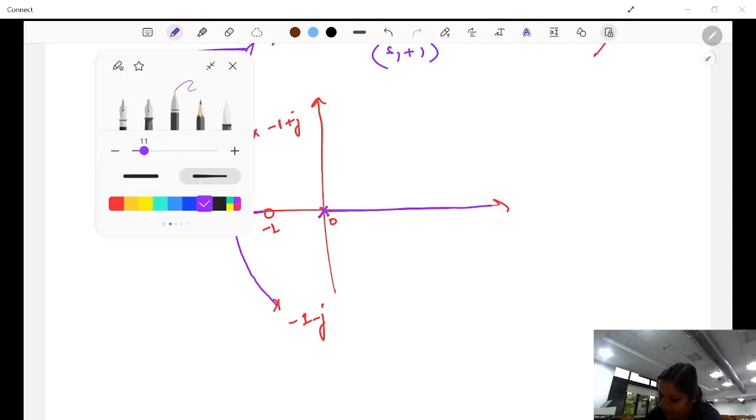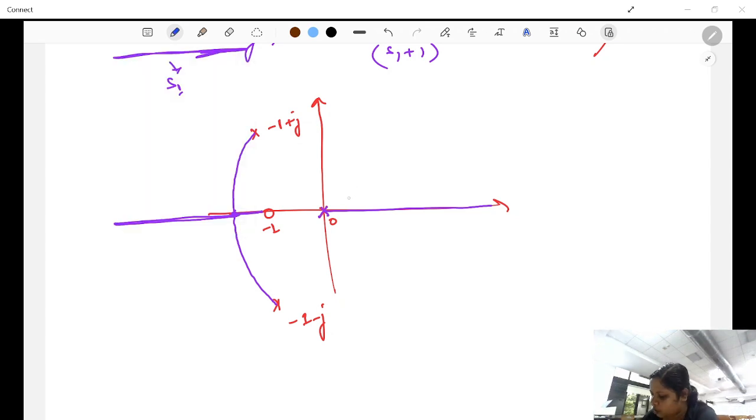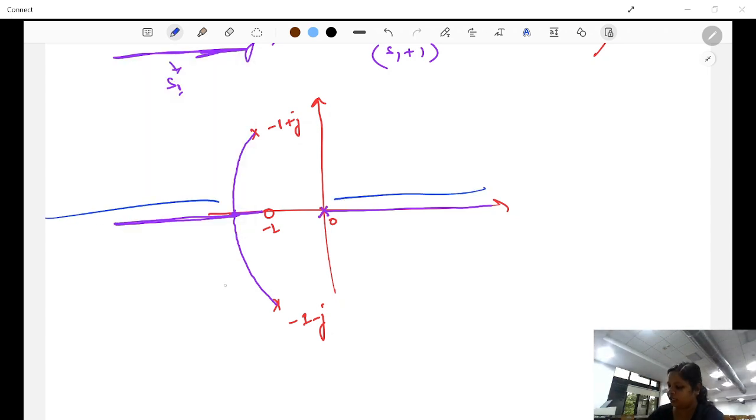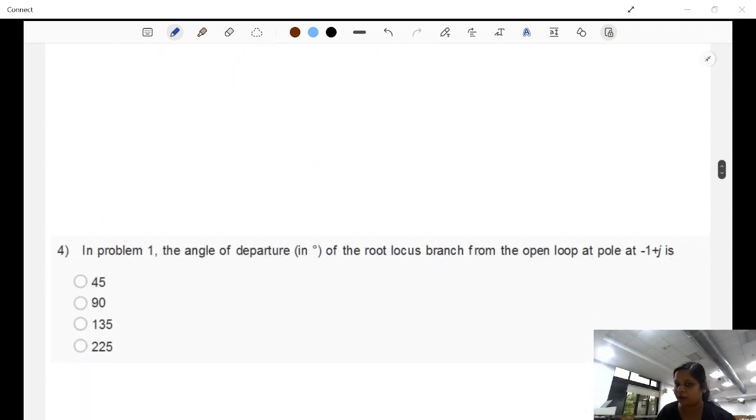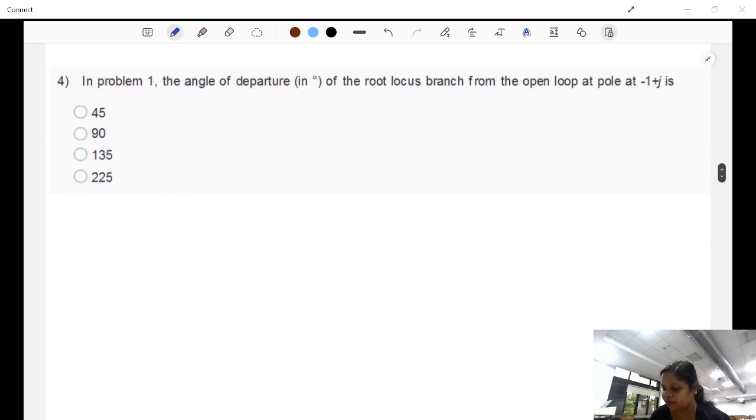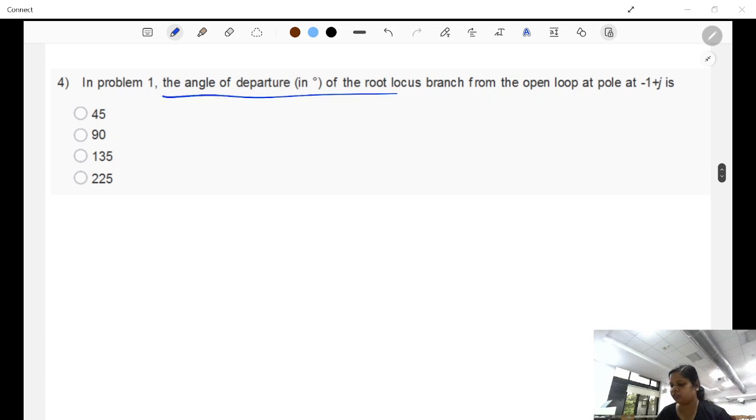So what we had seen earlier, where are the asymptotes? Asymptotes were along this way and along this way. You see, from here the branches come out and move along this way. From here the branches move along this way. This direction would help you to understand. Okay, so this is just intuition. You are still not confirmed if this diagram is correct. So we'll have the different things also. What is the angle of departure from the root locus branch? This would again help you in knowing how the closed loop pole branches emerge.